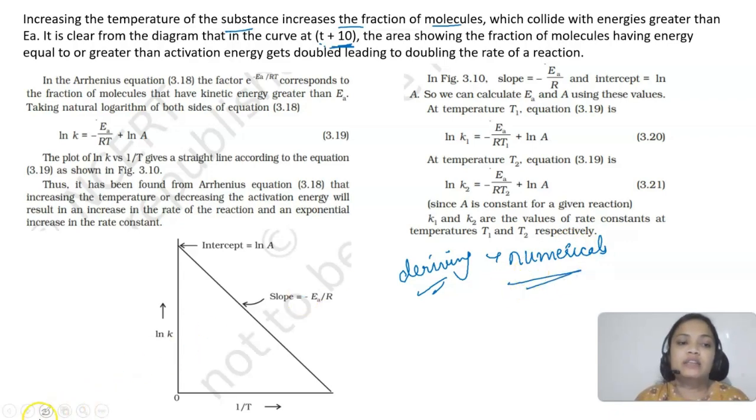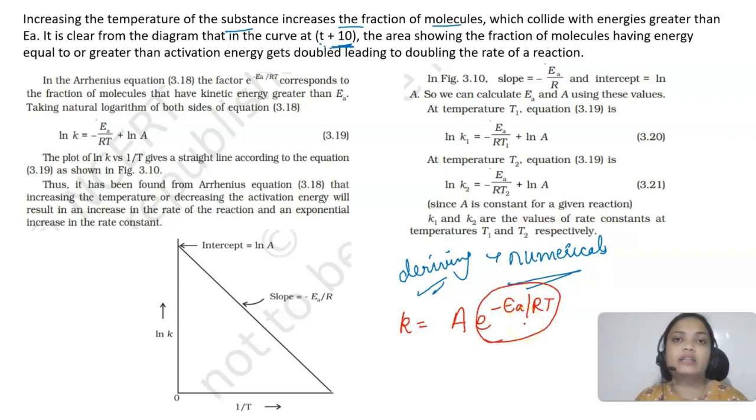Now the Arrhenius equation is k is equal to A e raised to the power minus Ea upon RT. This e raised to the power minus Ea upon RT corresponds to the fraction of molecules that have kinetic energy greater than the activation energy. So if they have kinetic energy greater than the activation energy, these molecules will be colliding with each other.